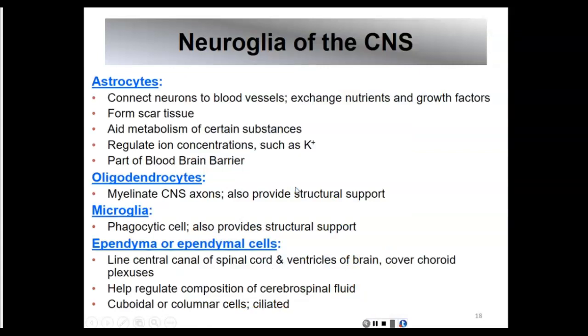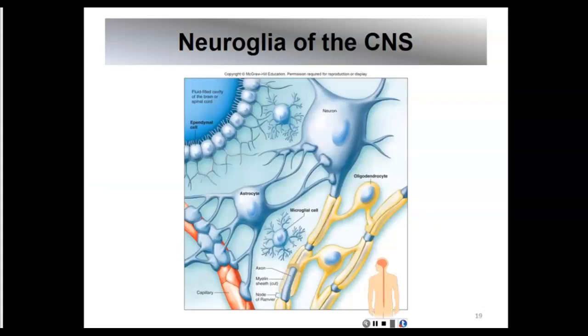Oligodendrocyte is a fun word to say. It is a cell in the CNS that does myelination. It provides structural support. So here is a picture of our oligodendrocyte making myelin to myelinate these axons in the CNS. So it's similar to a Schwann cell, but this is in the CNS, so it's an oligodendrocyte. Schwann cells are in the PNS, so there's a big difference there.